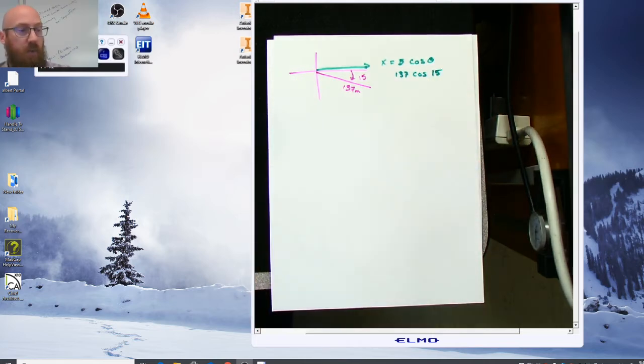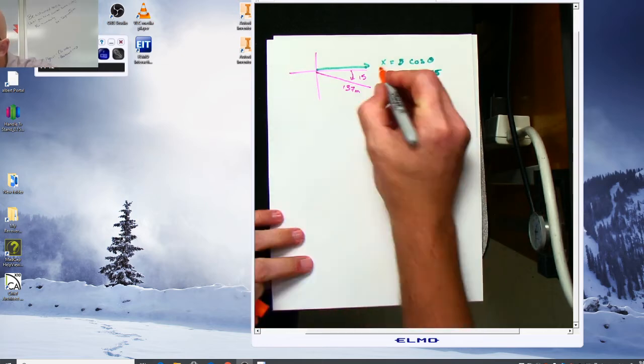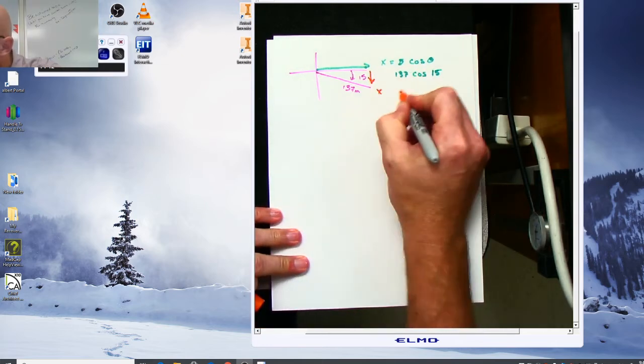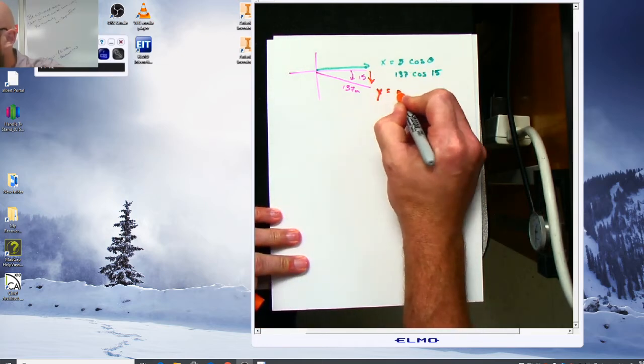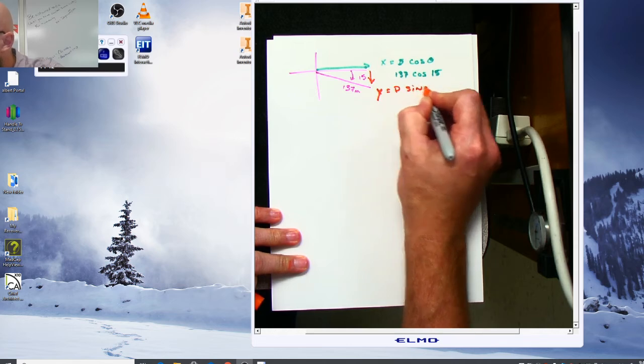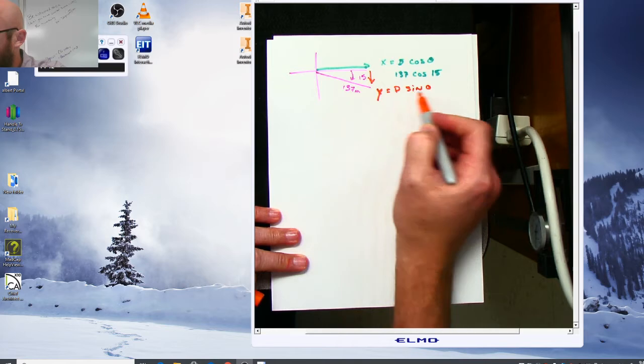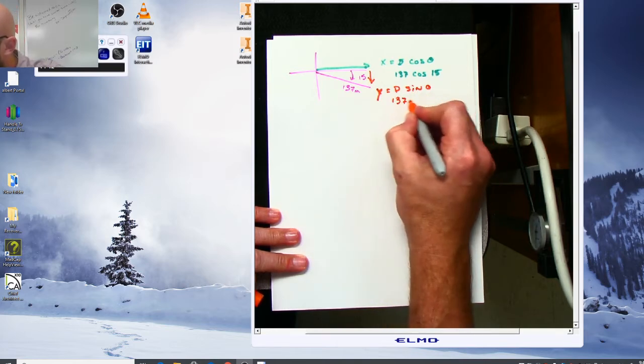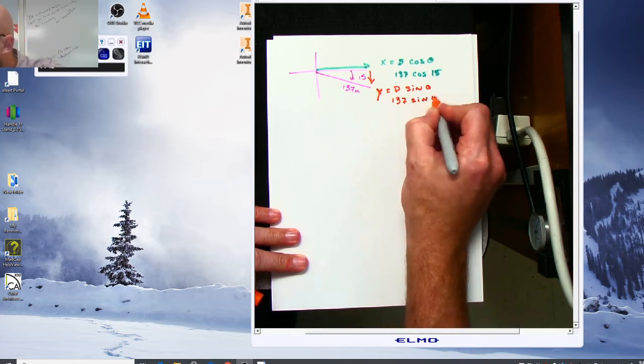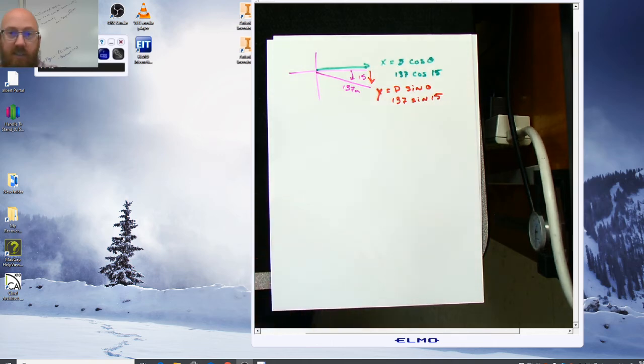Likewise, you've got Y, so Y is equal to the distance times the sine of the angle. And again, it's because sine is opposite, so you have 137 sine of 15. I'm not going to give you the answers, but that's how you do number one. Number one should be very simple.